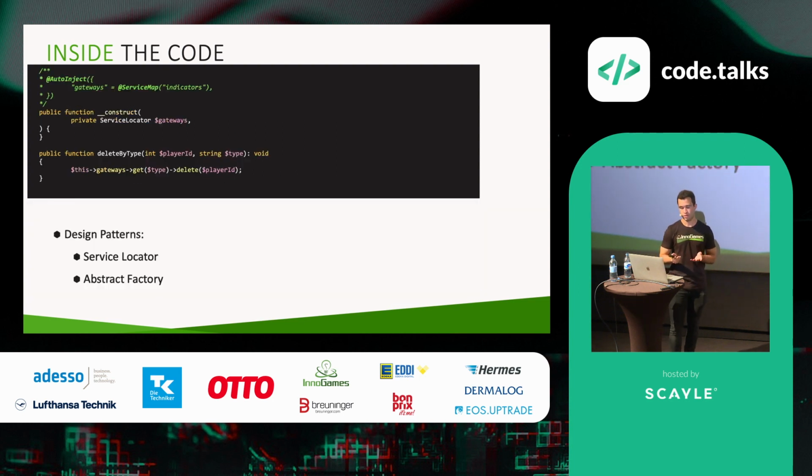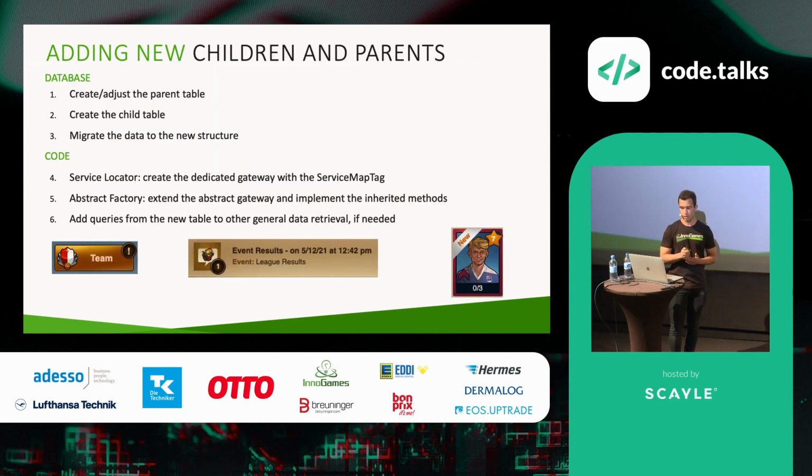Then if we look inside the code again, we would have a model that calls that service locator, and let's say I want to delete everything from a specific type, so clear them out for the items. I will get at runtime which is the gateway I want to access to delete that, and then clear out everything for that player. So then we could apply those two design patterns to make it work nicely within our project.